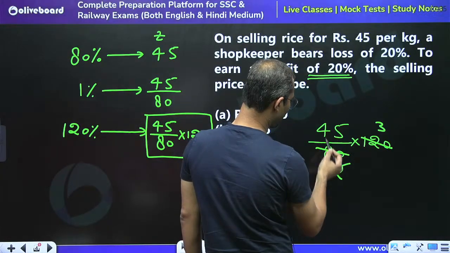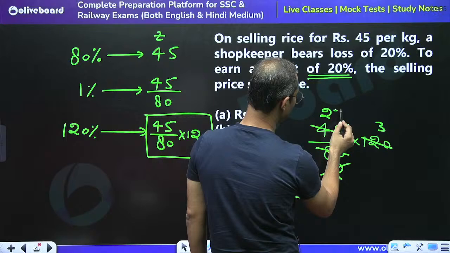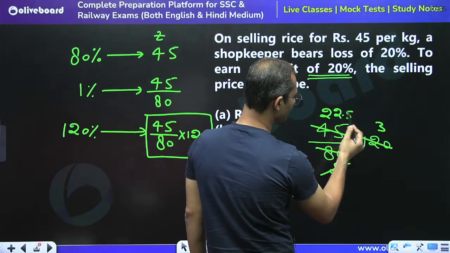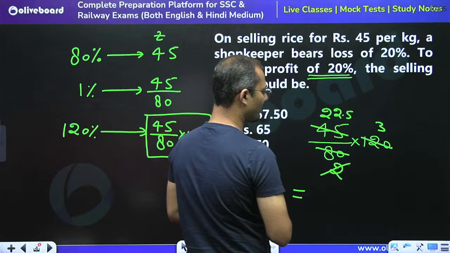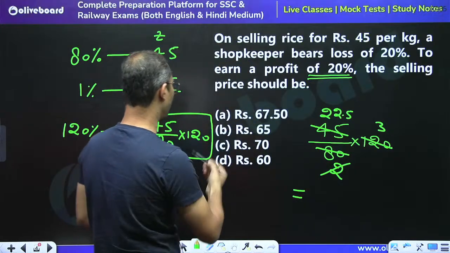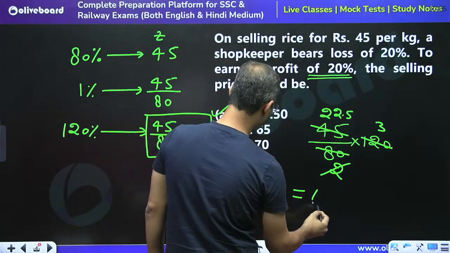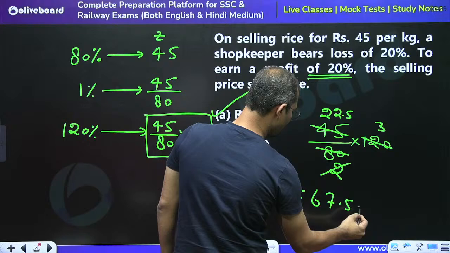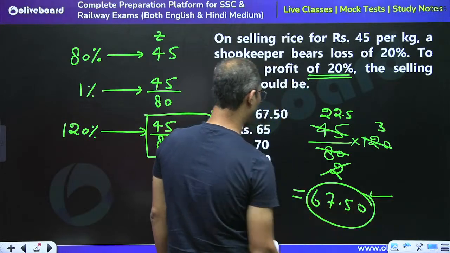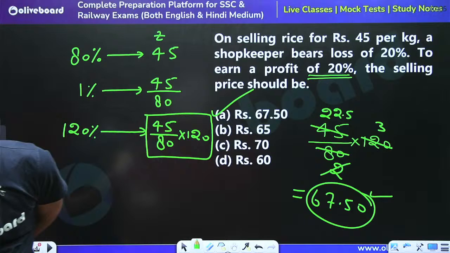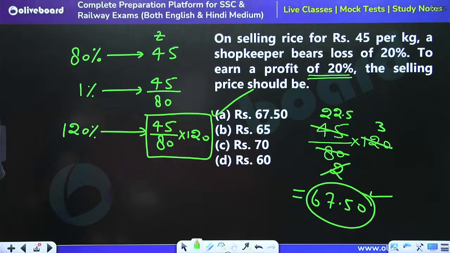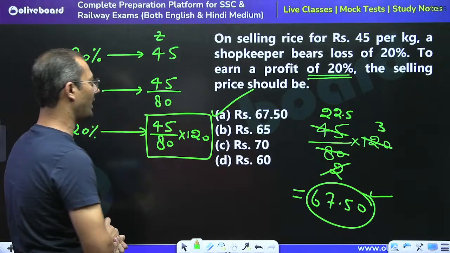By 2, this is 22.5. So 22 into 3 is 66, and 1.5, so 67.5 is the right answer. A part is the right answer. Yes, 67.50 is the right answer. A part is the right answer. Yes, Vasant, you are right. A part is the right answer.